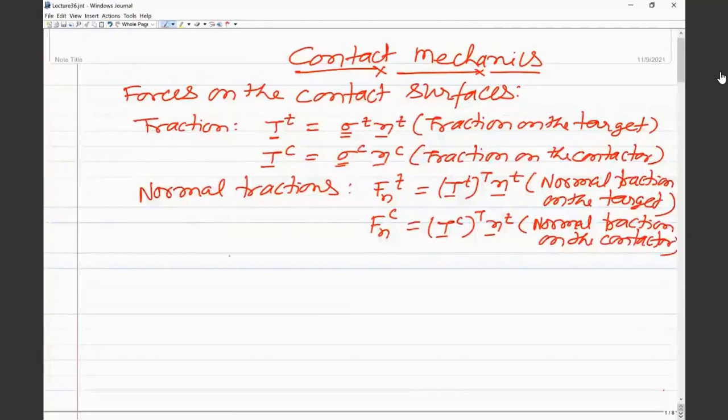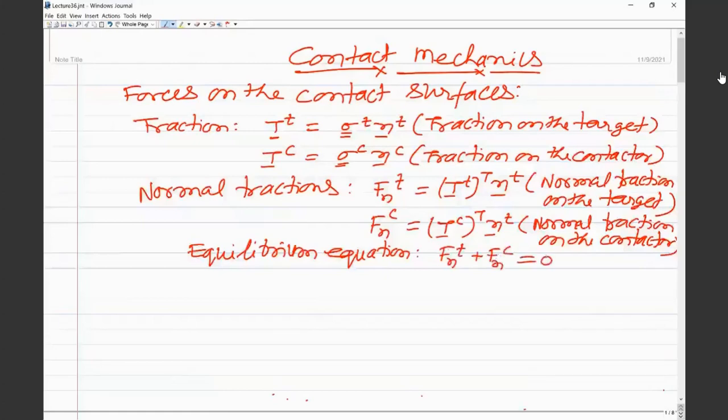And for equilibrium, finally, if we look at the area element we take at the contact location, it will have zero thickness. So the equilibrium equation along the normal to the contact area would result in the sum of the normal tractions on the target and contactor being equal to zero. And we are taking the normal force, normal to the surface and towards the surface. So for that, I'm taking this as minus Fn. So minus Fn is equal to FnT, and this is equal to minus FnC, and this would be less than or equal to zero.